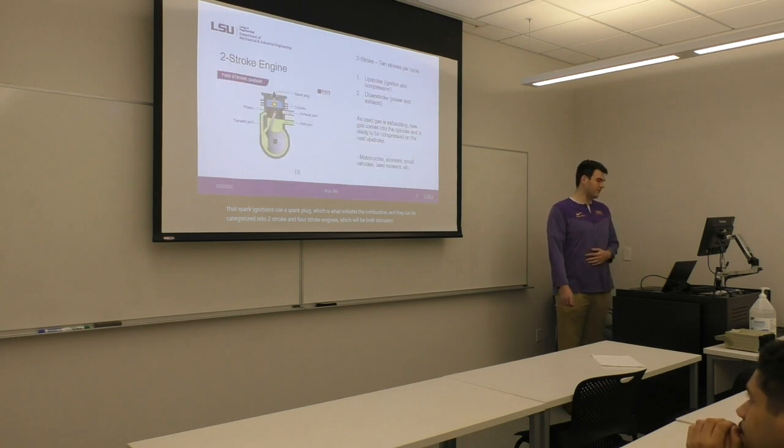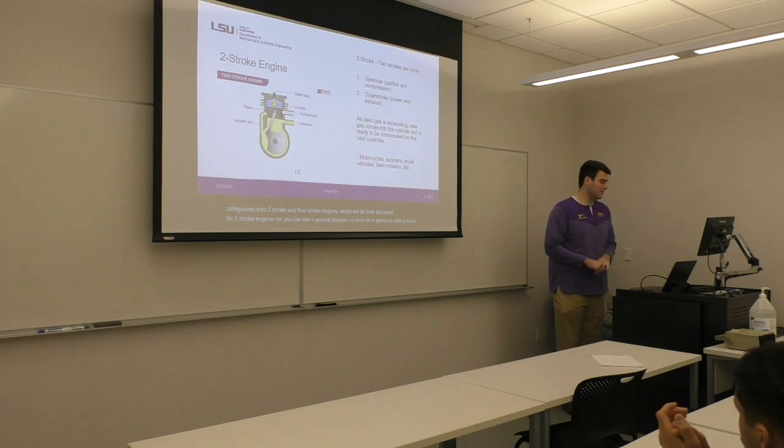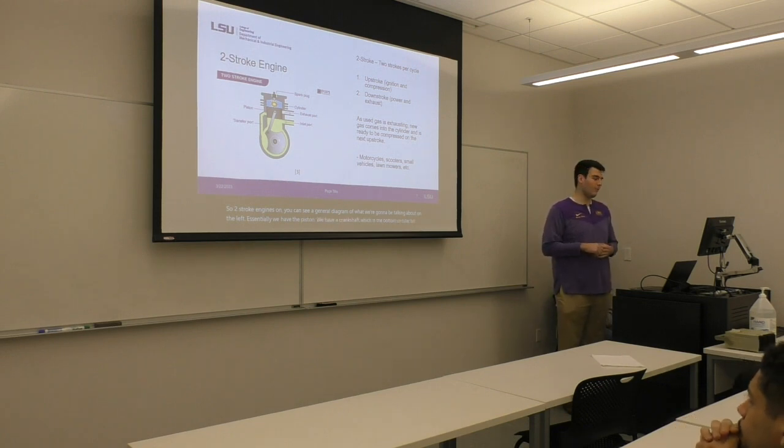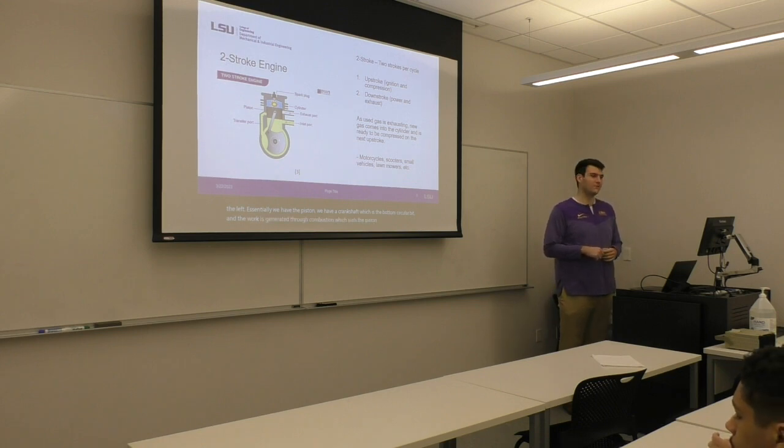So, 2-stroke engines. You can see a general diagram of what we're going to be talking about on the left. Essentially, we have the piston, we have a crankshaft, which is the bottom circular bit, and the work is generated through combustion, which shoots the piston downwards and adds rotational energy into the crankshaft. So for 2 strokes, as implied by the name, there's 2 strokes for every cycle, and each cycle takes 1 rotation of the crankshaft. The first stroke is the upstroke, where the fuel-air mixture will come in to the piston.